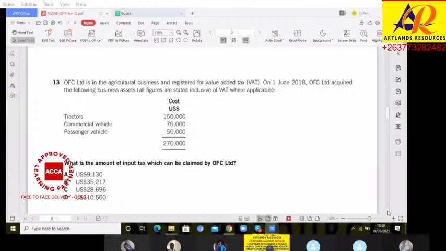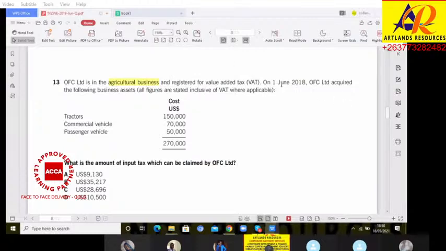OFC is an agricultural business. Make sure you understand all this. We said that agricultural businesses, farm implements and farm raw materials, are zero rated supplies. You remember that, guys? Zero rated supply. That is what you are given when they say agriculture. The examiner is trying to tell you that farm implements are zero rated. Things needed for farming are zero rated, and the farmer's output is also zero rated.